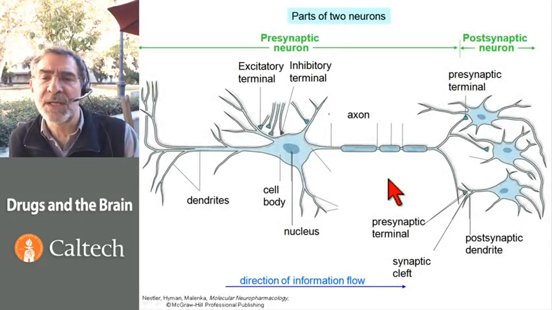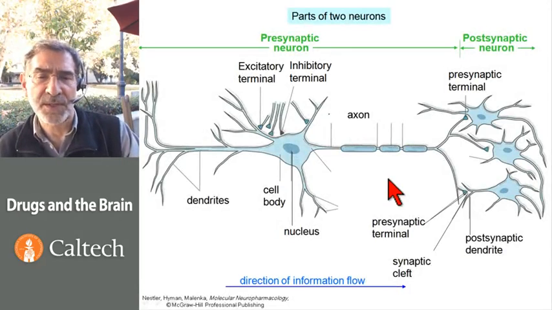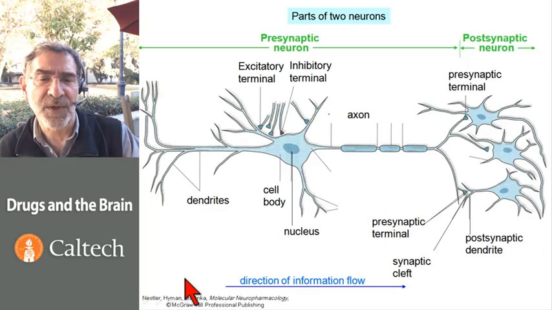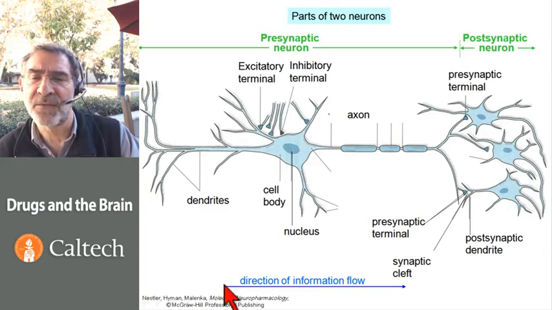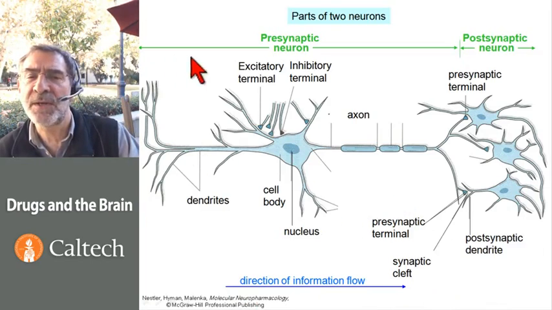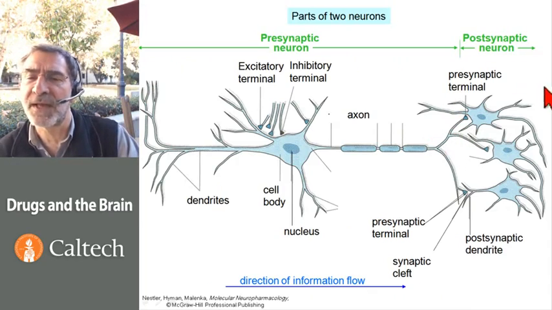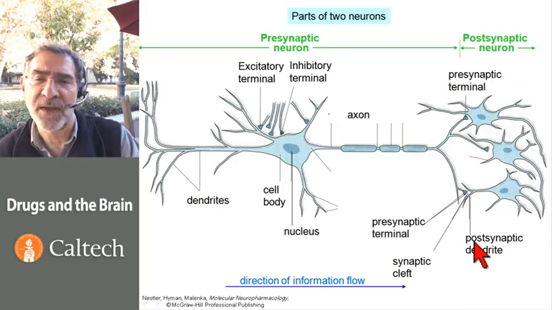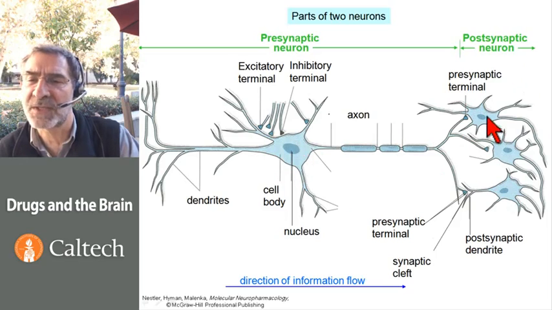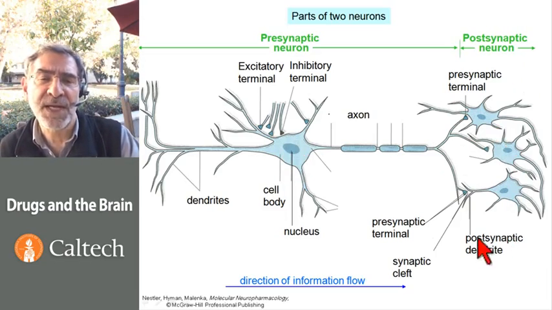If we look more closely in the brain or in the spinal cord, let's name the parts of two neurons. The direction of information flow in this process is going to be from left to right, and we have the presynaptic neuron on the right before the synapse, the postsynaptic neuron on the left after the synapse. We have the nuclei of both the presynaptic and the postsynaptic cells. We actually have 3 postsynaptic cells. We have the dendrites of both neurons.